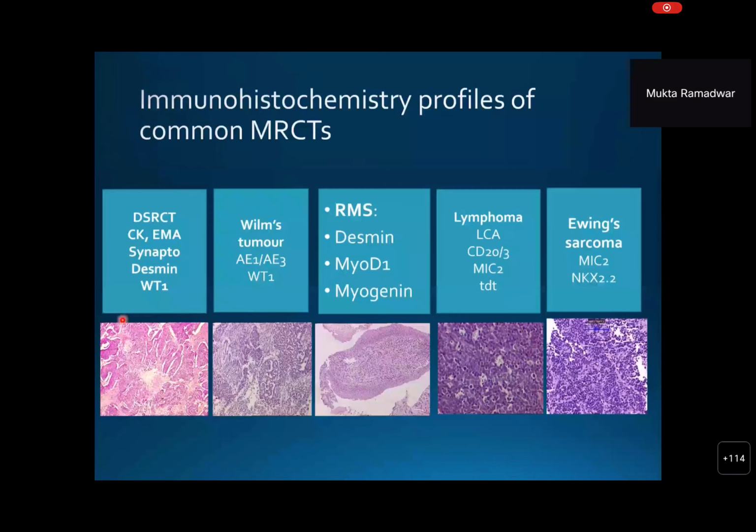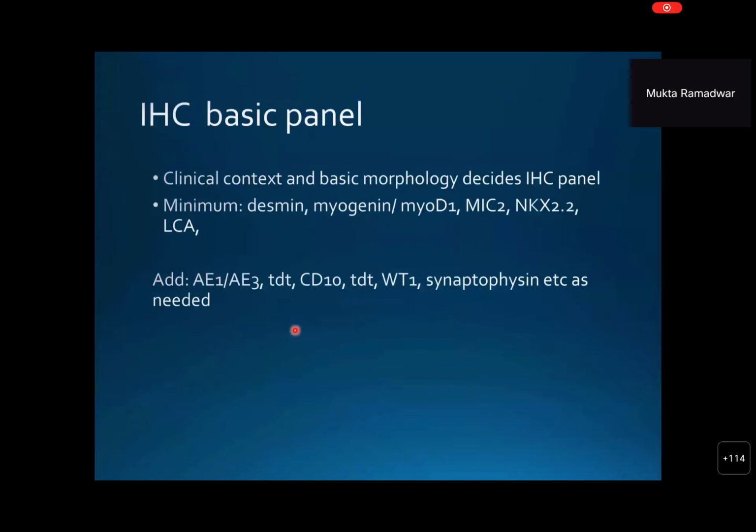We just discussed all these cases just now. Desmoplastic small round cell tumor showing its immunophenotype, rhabdomyosarcoma with desmin, myogenin, lymphoma, Ewing sarcoma with CD99 and caveolin. So these are very specific immunohistochemistry profiles. But do we do all immunohistochemistry? No, we have to use the IHC panel based on clinical context and basic morphology.